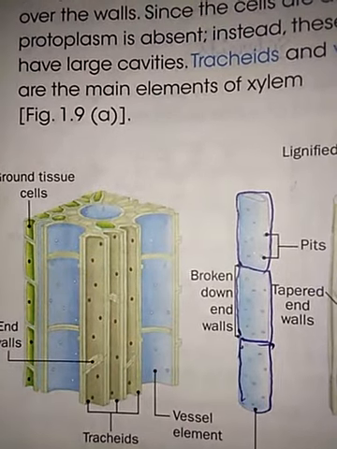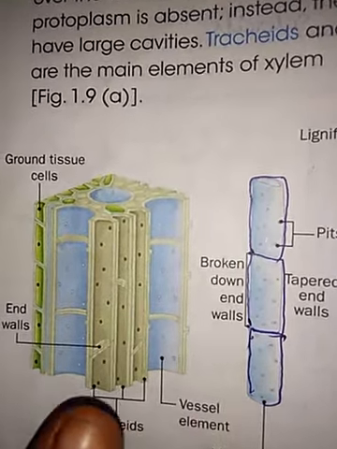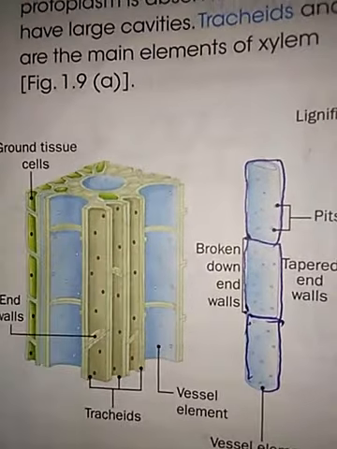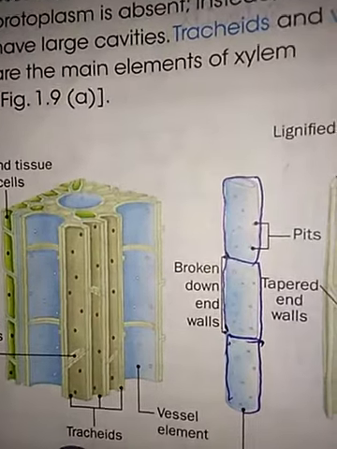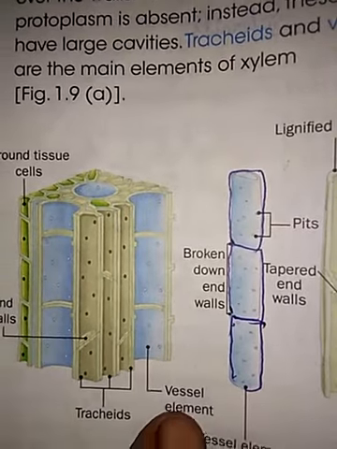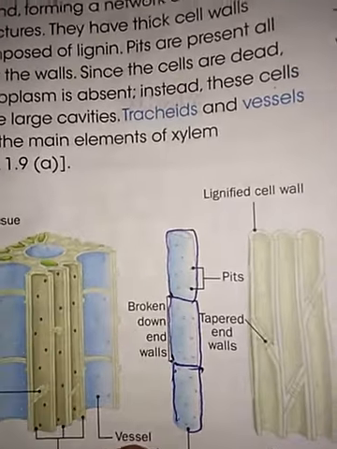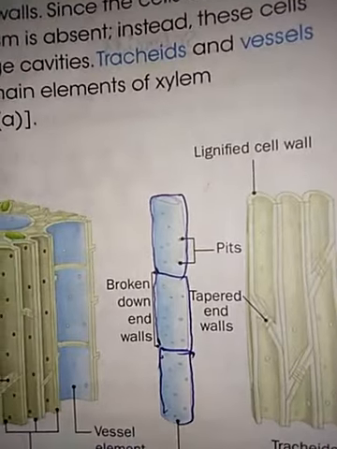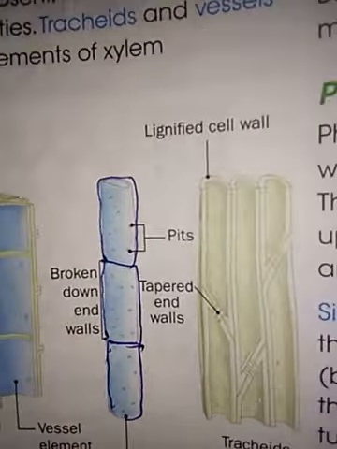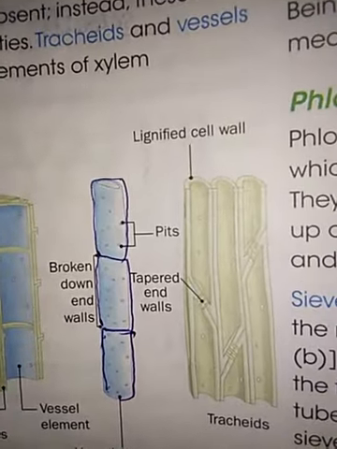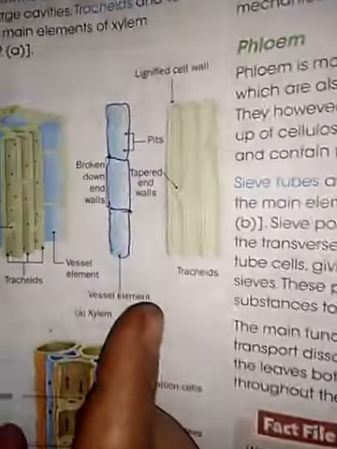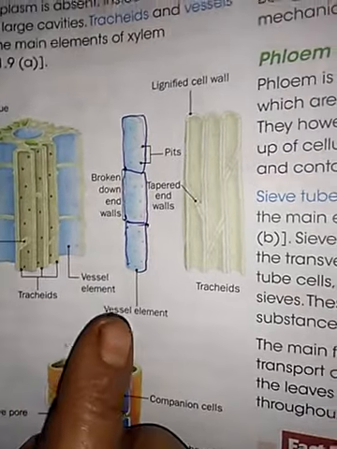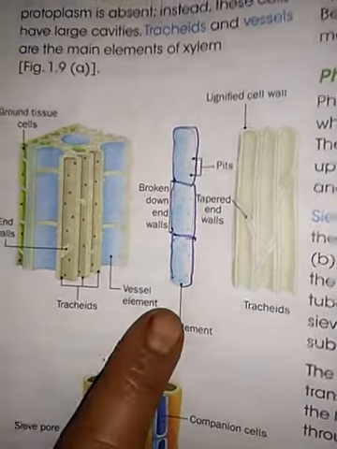What are the main elements of xylem? Vessels and tracheids. These are the main elements of xylem. Without these elements, xylem cannot do its function or its work. The main elements of xylem are tracheids and vessels.